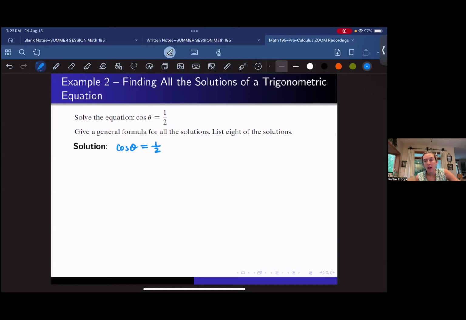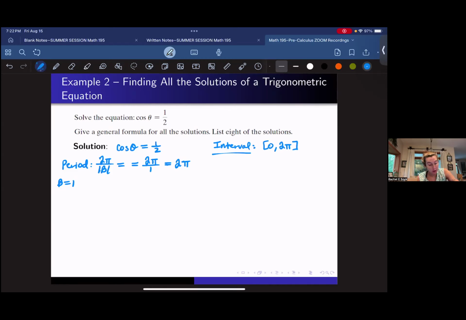And so let's look at the period. Our period is simply 2 pi over the absolute value of b. Our b here is equal to 1. And so we get 2 pi over the absolute value of 1, which is just 1, which gives us 2 pi. So we are going to look at our interval from 0 to 2 pi.